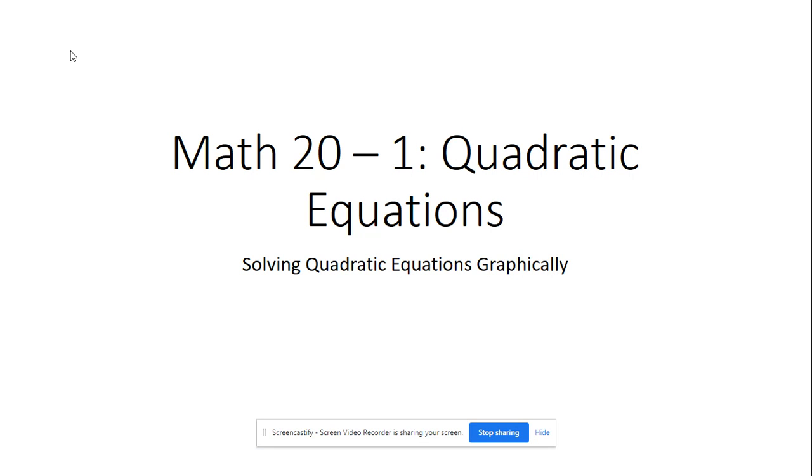So we're moving through our quadratic unit. The first four topics were called quadratic functions, and now the second part is actually chapter 4 in the textbook. It's going to be called quadratic equations. The first topic is solving quadratic equations graphically. I'll show you how that works.